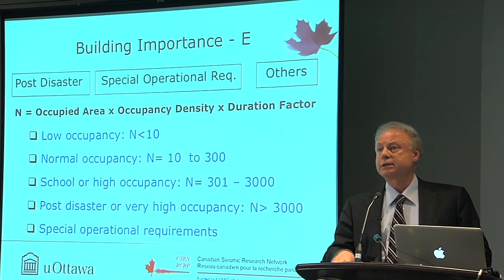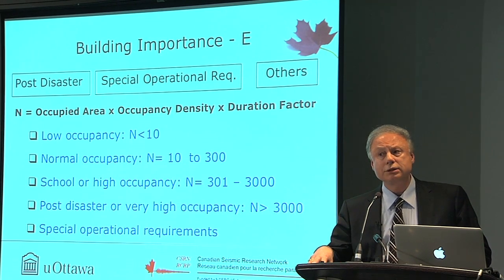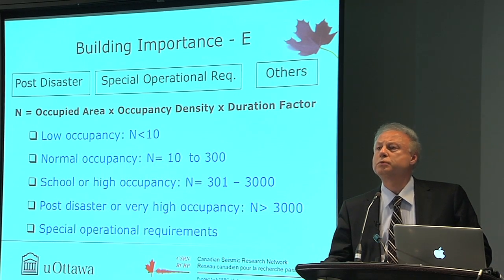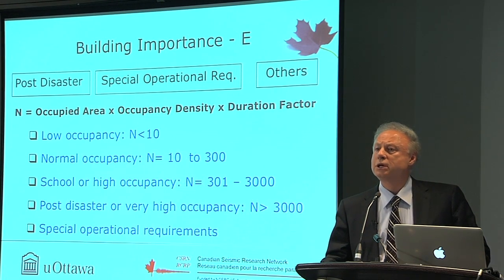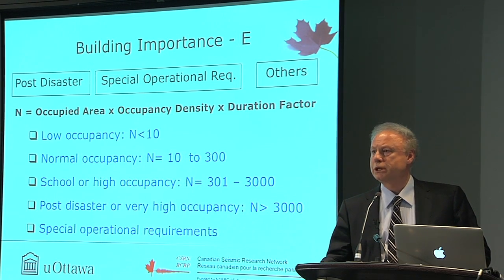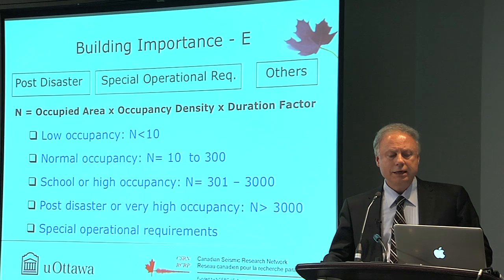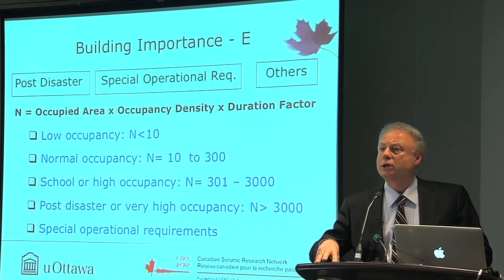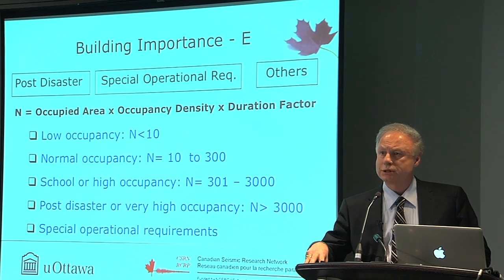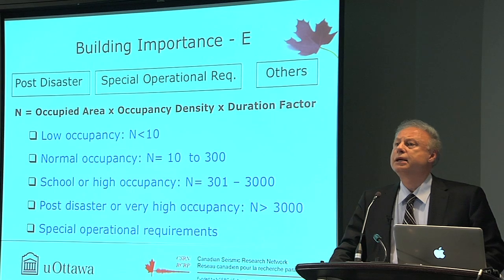Here we can select post-disaster buildings: hospitals, police stations, and even schools, even though they're regarded as of lesser importance than hospitals. We've now recognized schools being post-disaster shelters, and the importance factor has been upgraded a bit. And then special operational requirement facilities have a different category, and then all others.